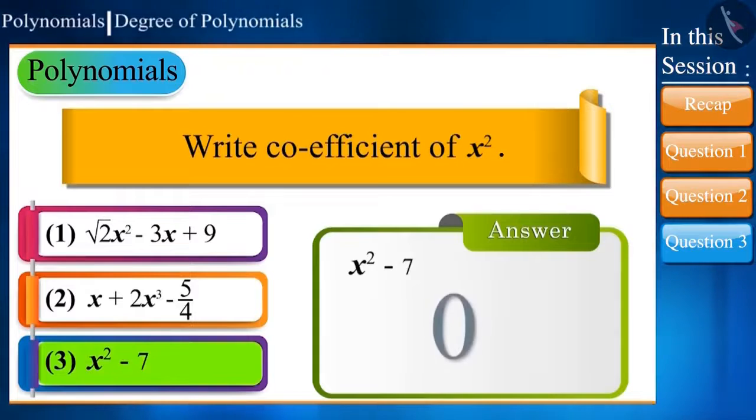Will the answer be 0 in this case also? No. If x to the power of 2 has no coefficient, its coefficient is taken as 1, because on multiplying any term with 1, we get the same term.